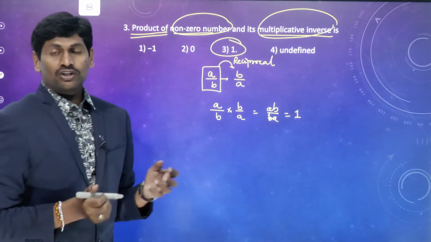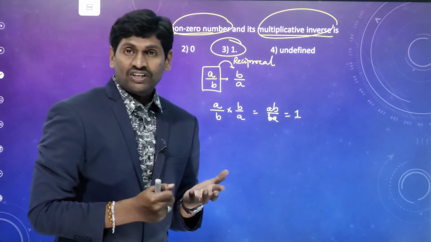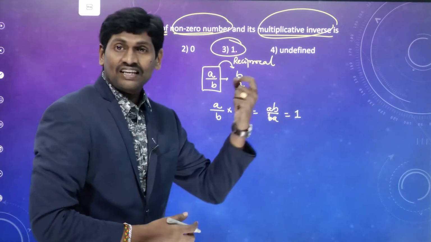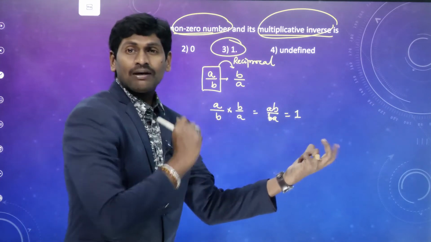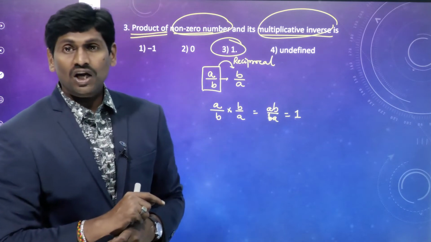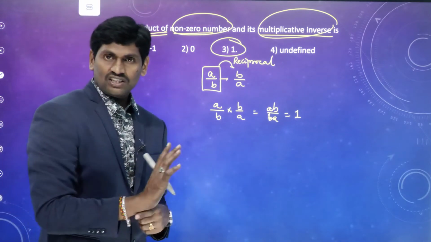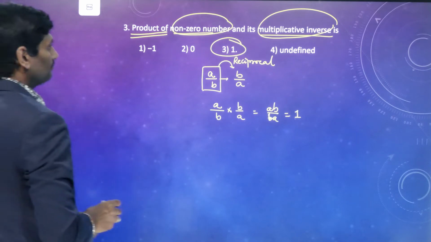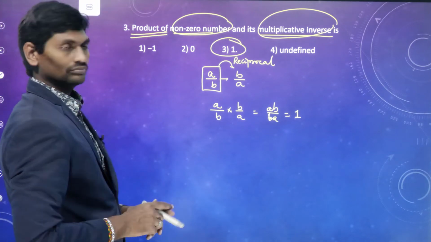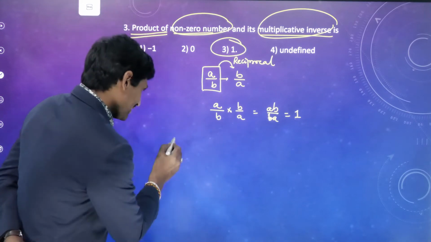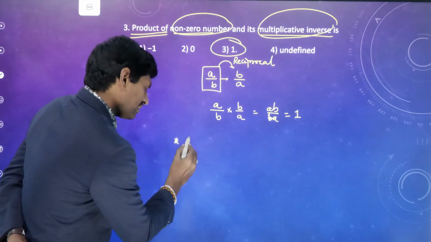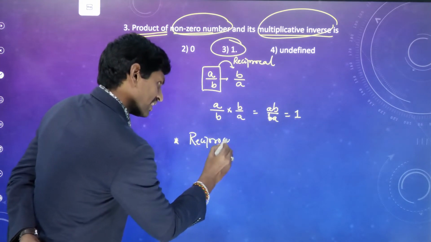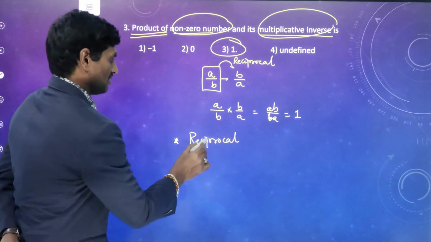I told you according to the multiplicative inverse definition, if 2 numbers are multiplied with each other and the answer is 1, then each of the numbers is called the reciprocal or multiplicative inverse of the other. So your answer is 1. Now let us discuss some points here. I am writing here reciprocal. Reciprocal is another name for multiplicative inverse.